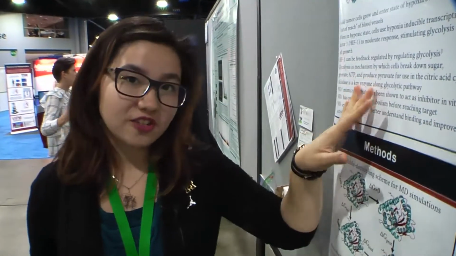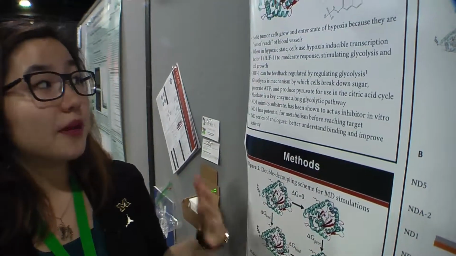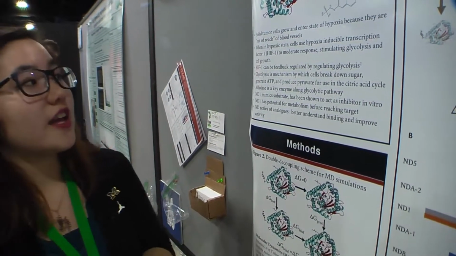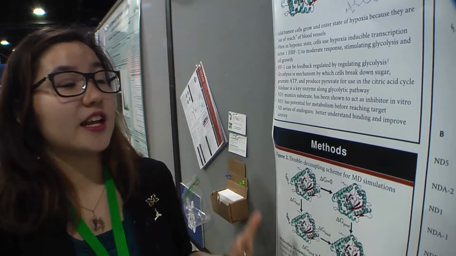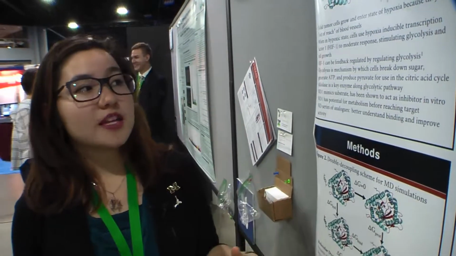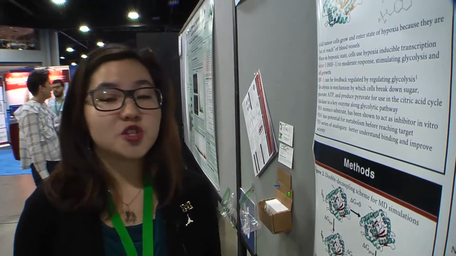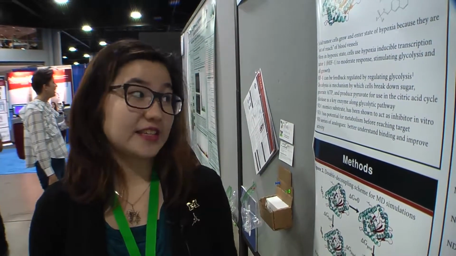grow at a rate faster than that of angiogenesis, and so they enter a state of hypoxia. In order to deal with this, they use hypoxia-inducible transcription factor, or HIF-1, to regulate growth and to moderate response by stimulating glycolysis and cell growth and angiogenesis. So you can feedback regulate HIF-1 by regulating glycolysis, which is the mechanism by which cells break down sugar and generate ATP and produce pyruvate for use in the citric acid cycle.